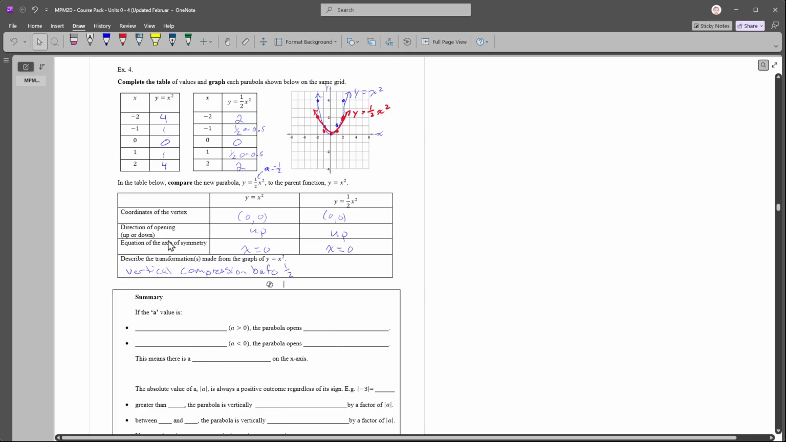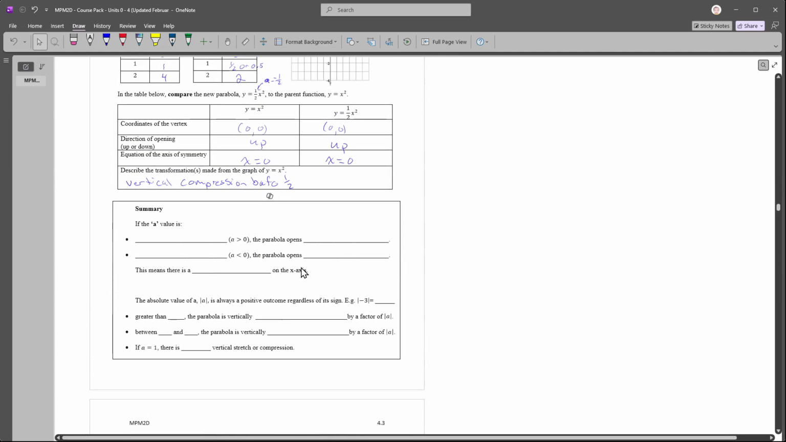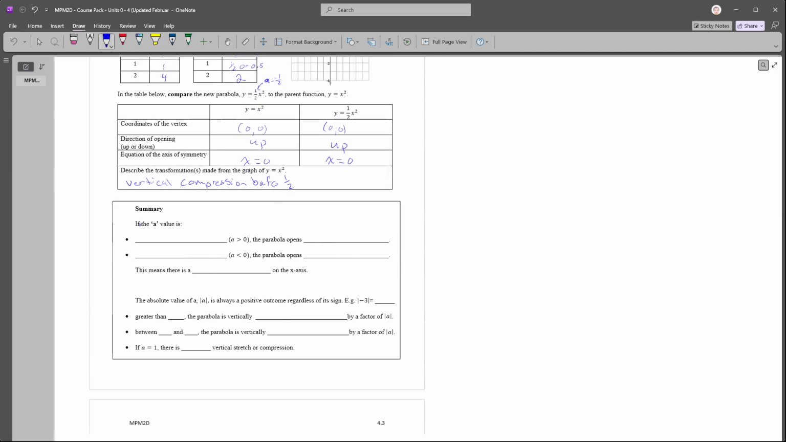Okay, so let's summarize everything we learned today. First up, we're going to start every sentence with this: if the a value is. If the a value is what? If the a value is a positive number, so strictly greater than 0, not equal to 0, what does that mean for the parabola? It means that it opens up.